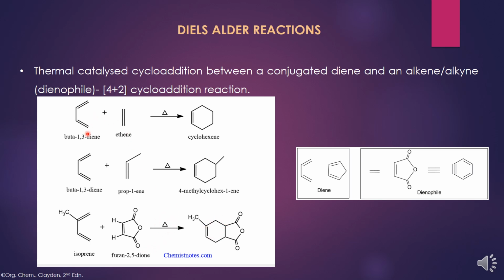Here we can see that this is a 4 plus 2 cycloaddition, with 4 carbon atoms from the diene and 2 carbon atoms from the dienophile. Fine. These are the general introduction or the general definition for the Diels-Alder reaction.